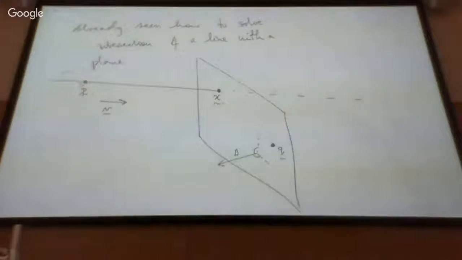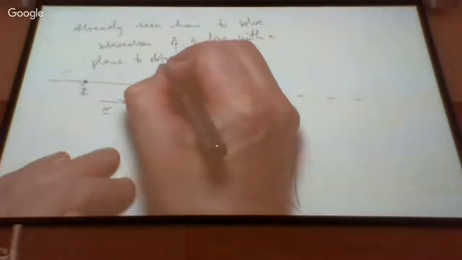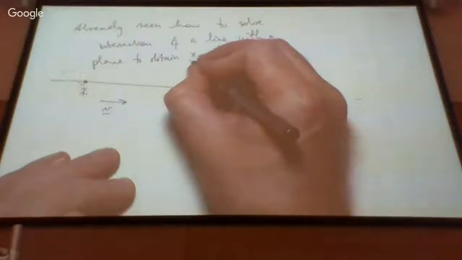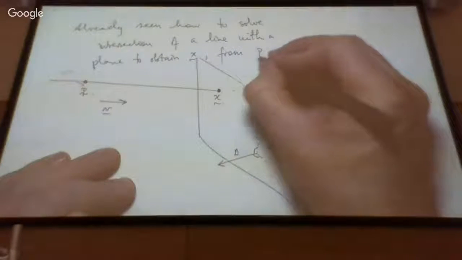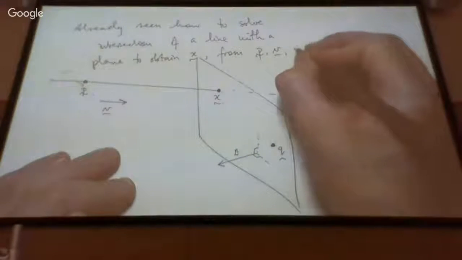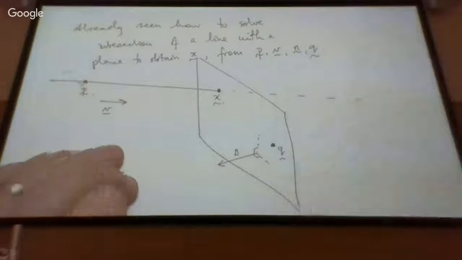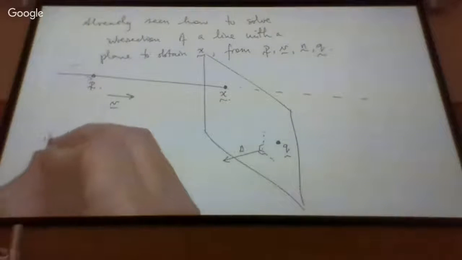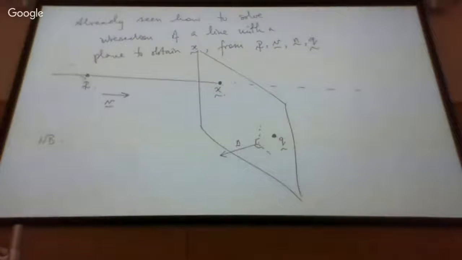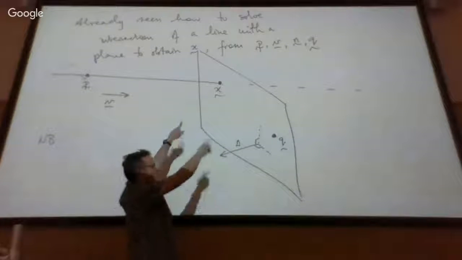This problem, and we can obtain x, the position vector of the point of intersection, from the data, which was P, B, N, and Q. P and B determining the line, N and Q determining the plane. But note that the picture kind of suggests some small finite part of the plane.